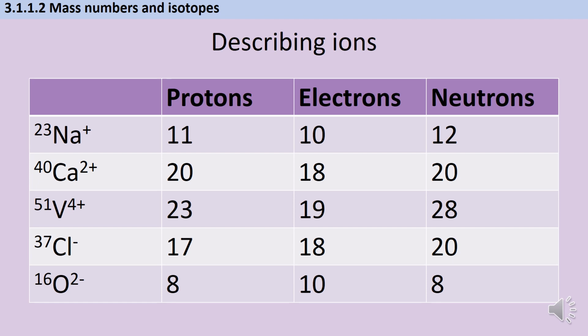Hopefully you managed those okay. So in each instance, we've used the atomic number from the periodic table to tell us the number of protons. Then we've looked at the charge to help us work out the number of electrons. If it's positive, then we've reduced the number of electrons, and if it's negative, we've increased them. And then we've used the atomic number together with the mass number to work out the number of neutrons.